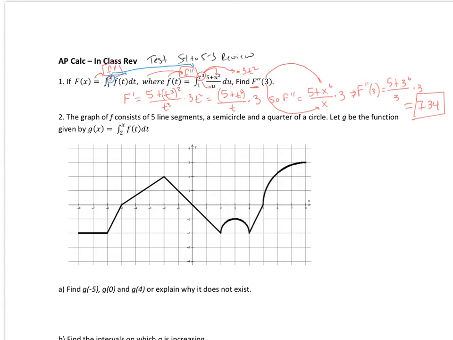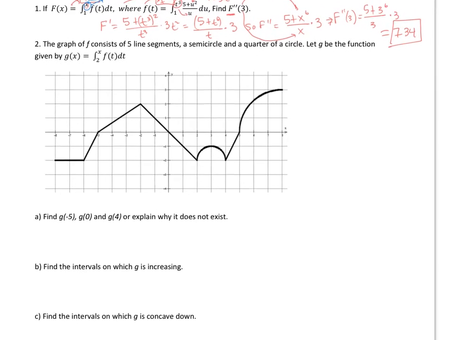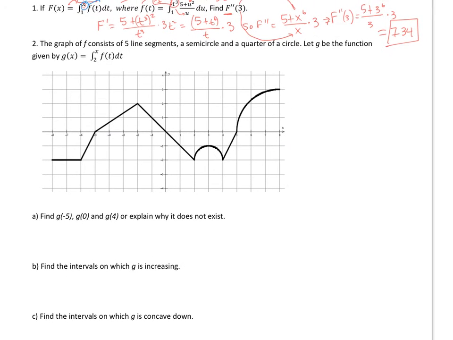Okay, moving on to number 2. So for number 2, we've got this graph. It consists of 5 line segments, a semicircle, and a quarter circle. Let g be the function given by that integral.